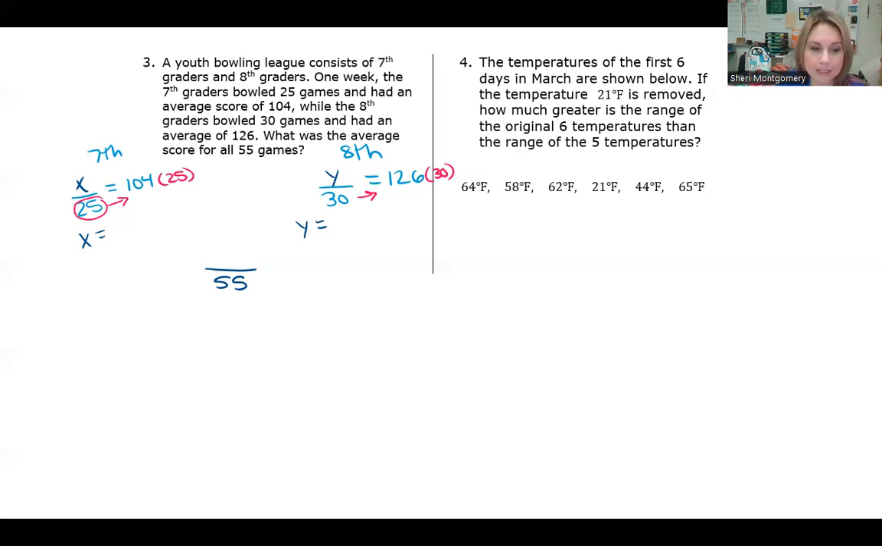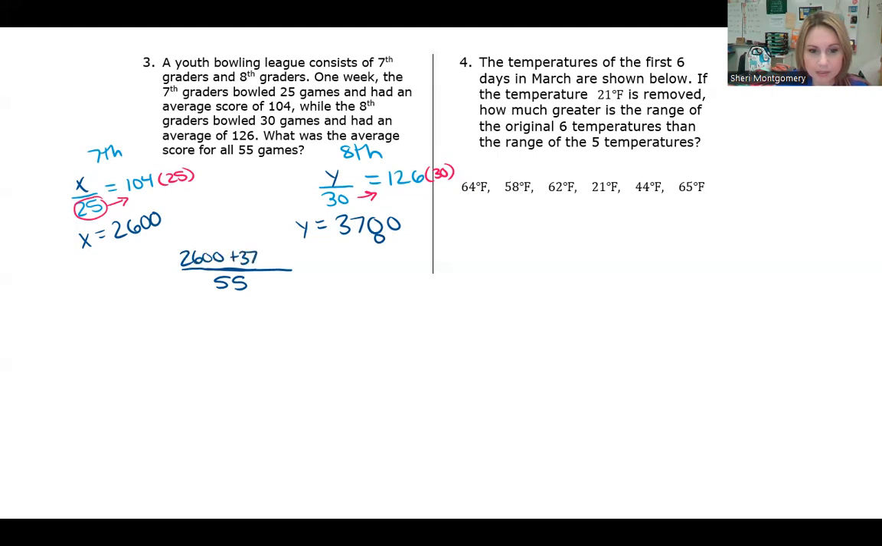What'd y'all get for X? 2,600, good. I'm glad that somebody else agrees. And then what about for Y? 3,780, we'll make that an 8. Okay, so then we need to add those up.